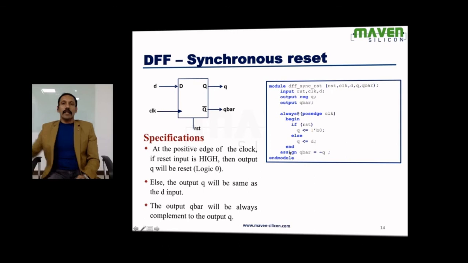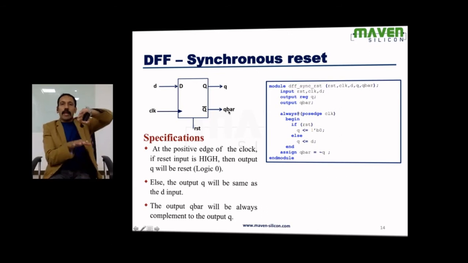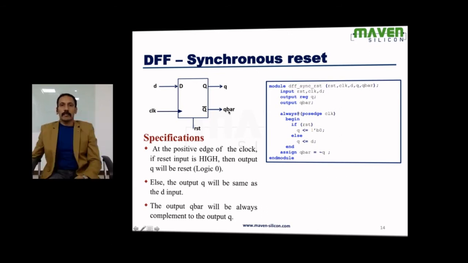And always and assign, these two are concurrent blocks. We can visualize like this. So these two blocks will happen at the same time. Whenever Q changes, at the same time Q bar also changes. Both the blocks will happen at the same time. Here, we are using clock in the sensitivity list, so obviously we are going to get flip-flop.